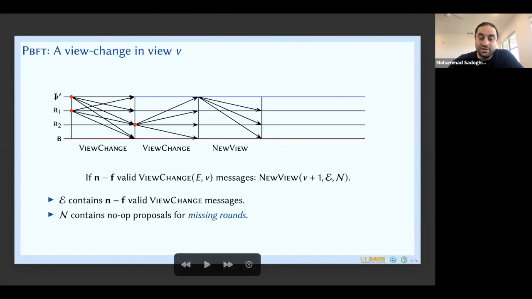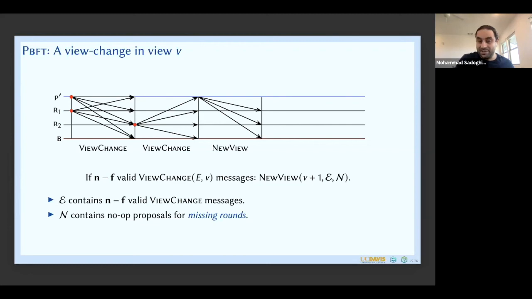And assume the new primary is P prime. And once P prime receives enough view change messages, then it has the support to become the new primary. And when it has enough support to become the new primary, it sends out a new view message, and that new view message basically shows the proof that it has received view change messages from the majority, and it also says what was the last stable checkpoint, and it also says what are the different messages that were committed in the last view that weren't reflected in the checkpoint.